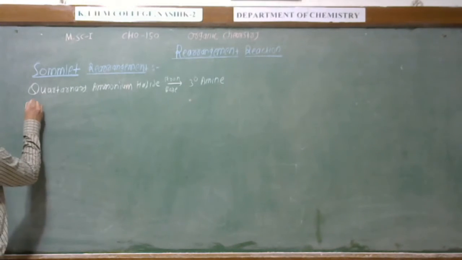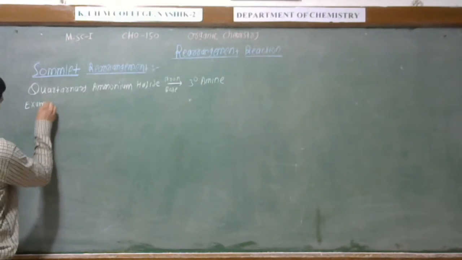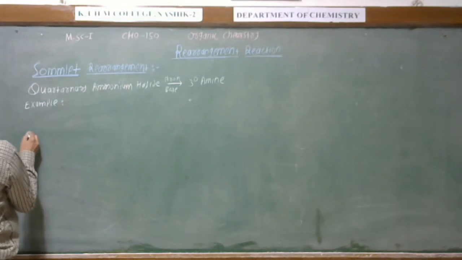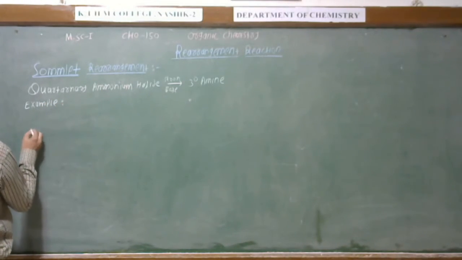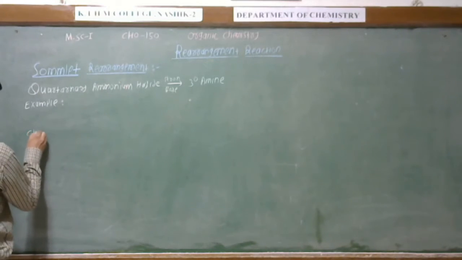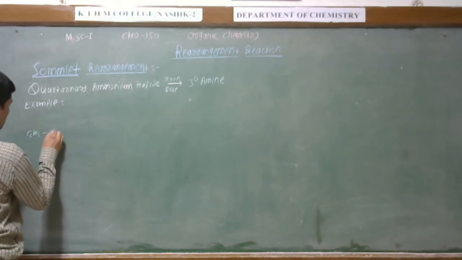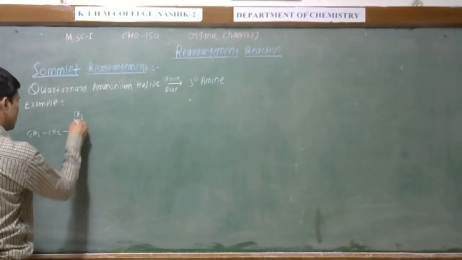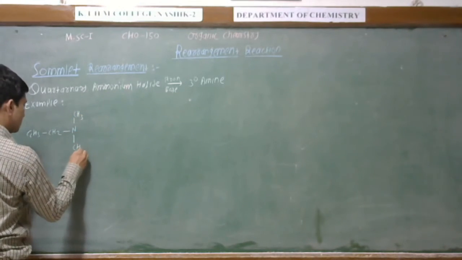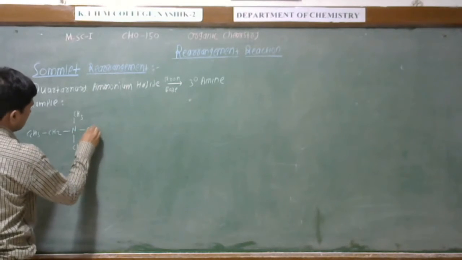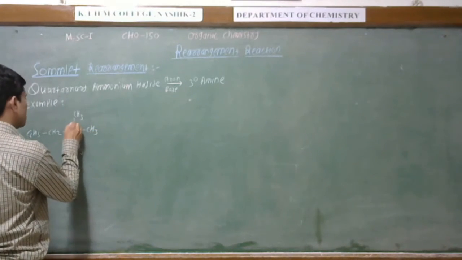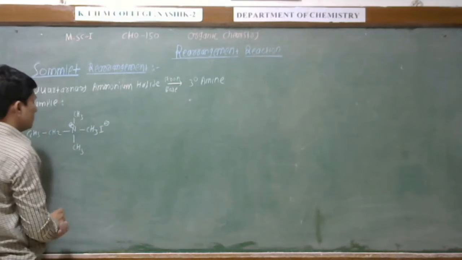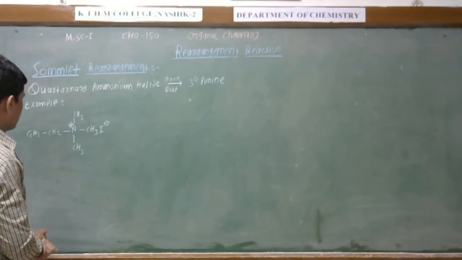See here the example. This is the first example. This is C6H5CH2, this is nitrogen, this is the methyl group, this is another methyl group, this is the third methyl group. This nitrogen has a positive charge, and here is the iodide which has the negative charge.